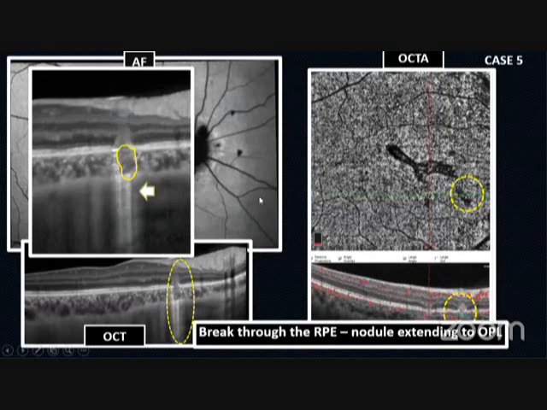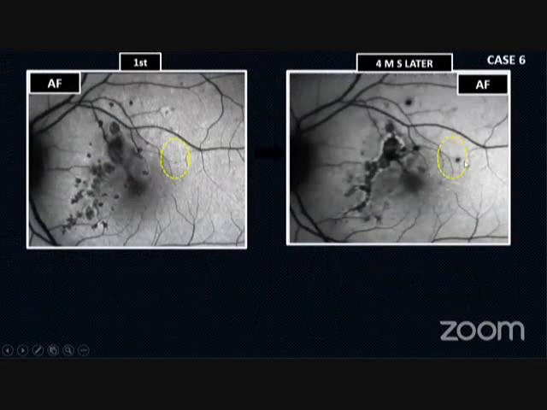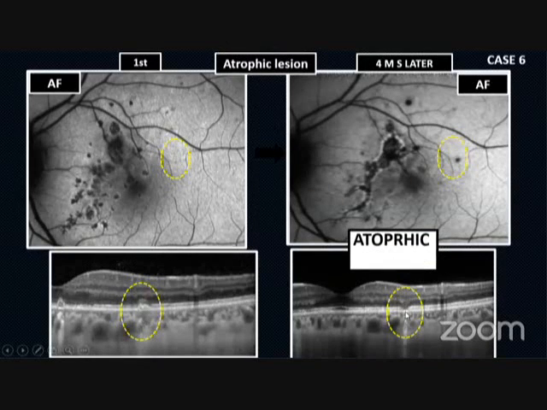This is another patient, and this patient actually showed a very small lesion temporally that increased in size, and at this point she was active, and at this point this lesion had atrophied.